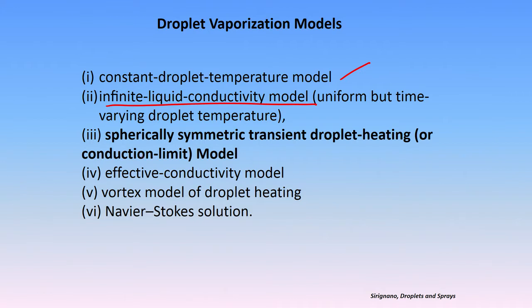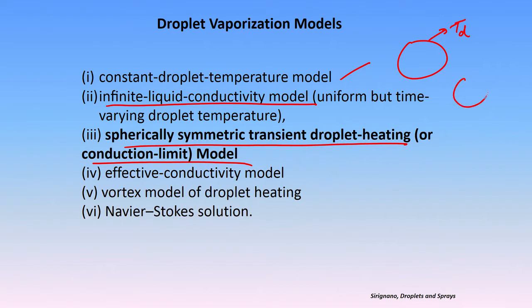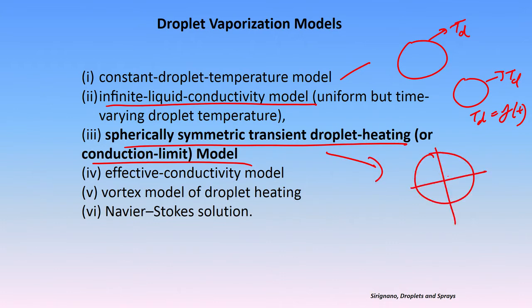Then there is the spherically symmetric transient droplet heating. This is basically what we call the conduction limit model. That means you take the temperature gradient within the droplet. So, in the first case you basically have a constant temperature, let us call it Td. In the second case you also have the same Td, but this Td now becomes a function of time. Okay. On the other hand, in the spherically symmetric case, you will now have a temperature gradient created within the droplet. So, there will be a dT/dr that will be created.